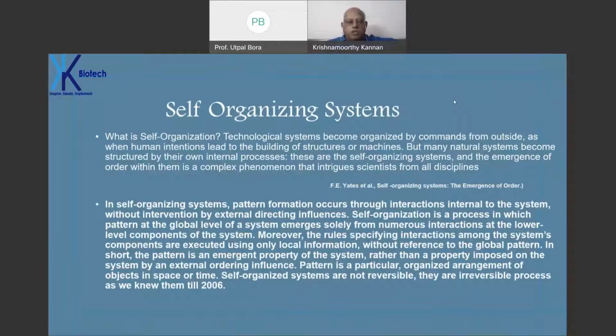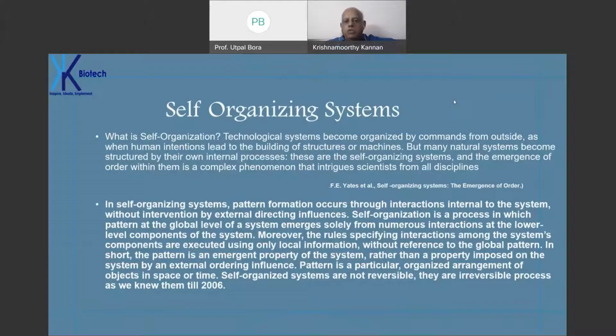Self-organization is a process in which patterns at the global level of a system emerge solely from the numerous interactions at the lower components of the system. For example, look at our own body: you have eyes, a brain, a mouth. They are all different parts, but they are all made up of the basic cell. And how does that get organized? That's a local event. And you will see that the whole body pattern happens like that, by a self-organizing system. How it happens, I'll tell in a few minutes.